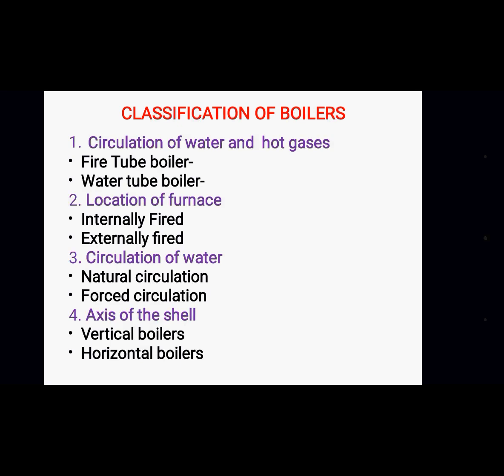Coming to water and hot gases, the first one is the fire tube boiler and the second one is the water tube boiler. In a fire tube boiler, you find fire tubes inside the boiler drum. Inside the fire tube you find a combustion chamber, where the solid fuel will be ignited and burned to produce hot gases which provide heat energy. The heat energy of the hot gases inside the fire tube heats the fire tube, and the fire tube in turn heats the water surrounding it. This is the principle followed in the fire tube boiler.